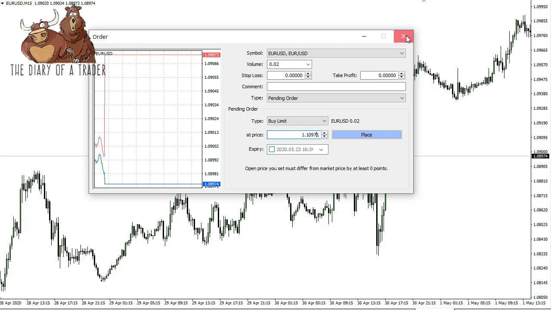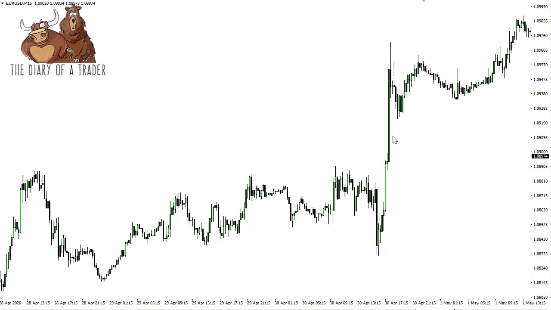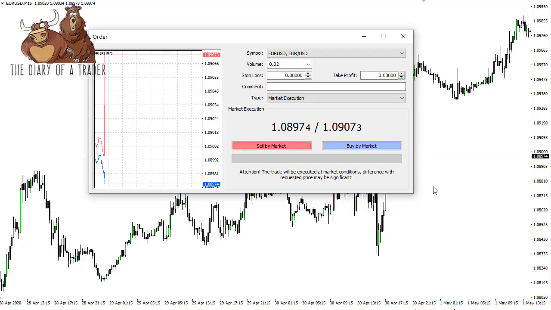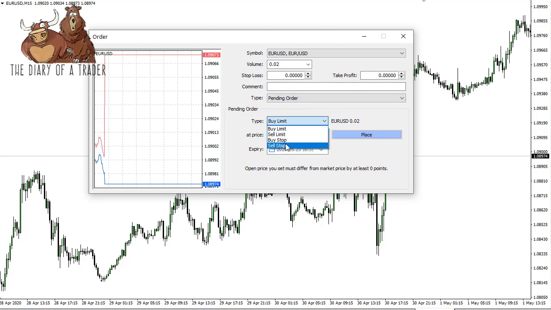If you do limit orders, that means you will only get filled if that price is offered. If it's not offered, it doesn't matter. It's a lot different than a market order. With a market order, you're just wanting to buy at the best available price. Under pending order, you can also see the stops, like a sell stop.